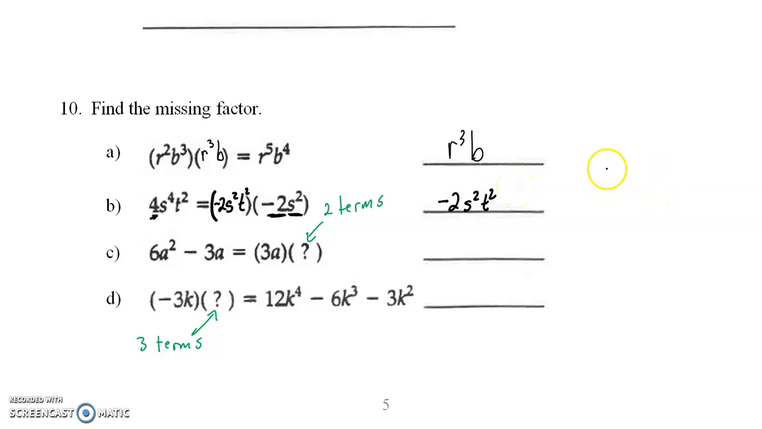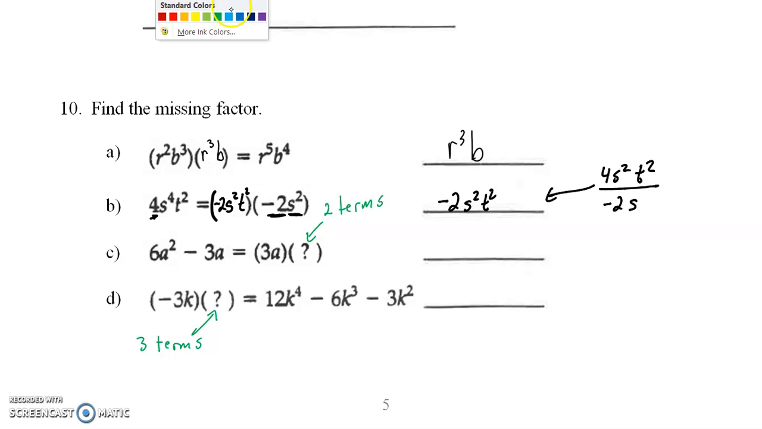The other way of having worked out that question would have been to just say 4s squared t squared divided by negative 2s. Okay, and that's going to give you that same answer. Whichever way you see better, that's the one you stick with.